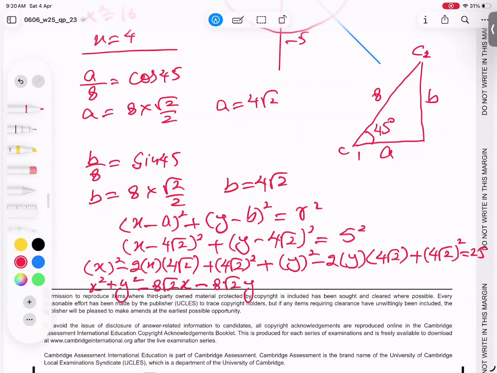And what is left further, if I check it, 16 into 2, 32. Because the square of 4 root 2, look, I show you: 4 root 2 whole square. The square of 4 is 16 and the square of root 2 is 2. So we get 32. So this is 32. 32 plus 32 is 64. And from 64, subtract 25. And I'm getting here 39.